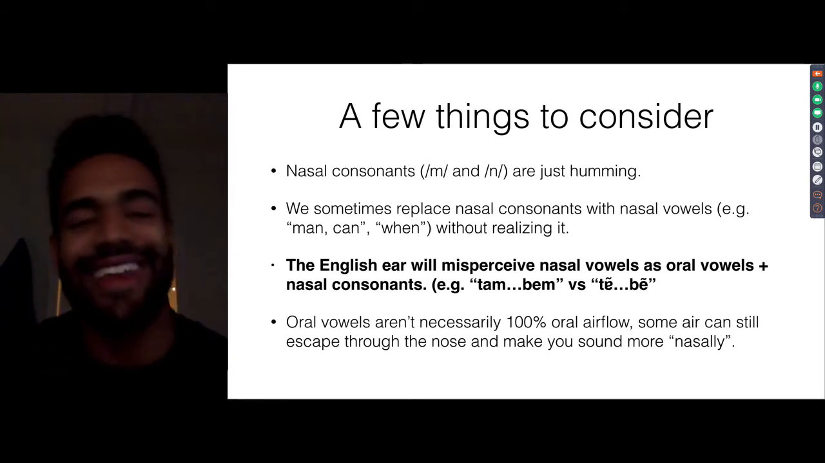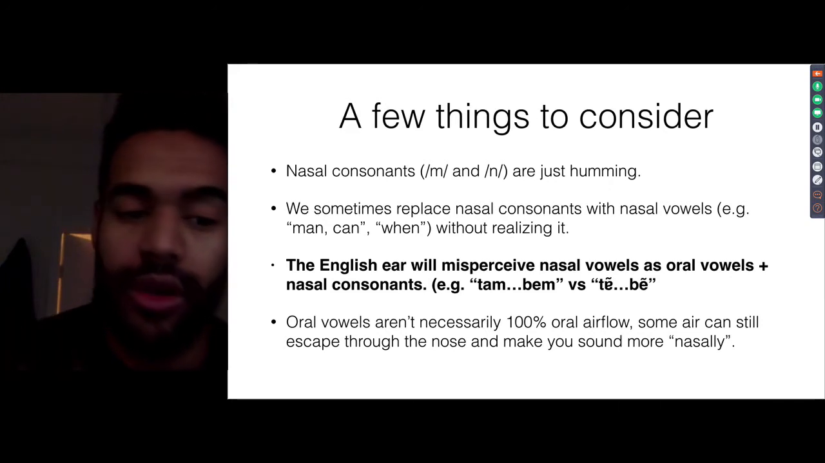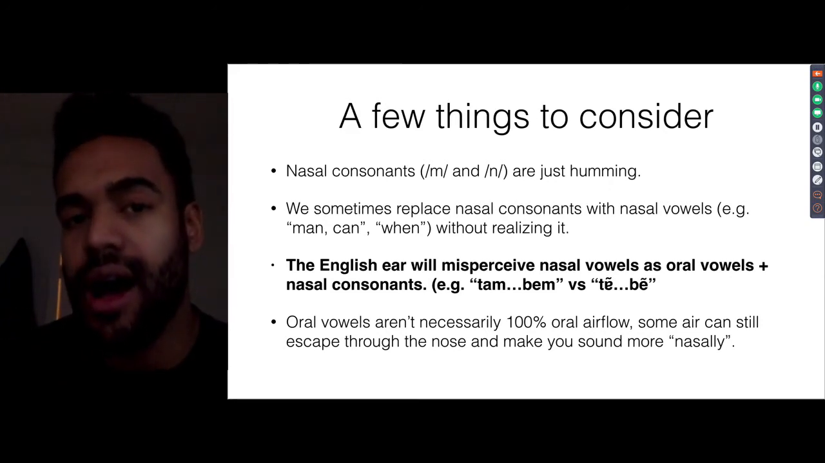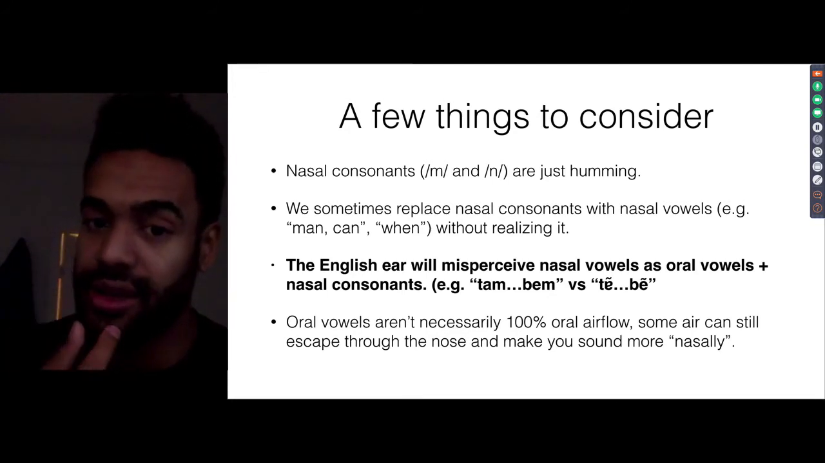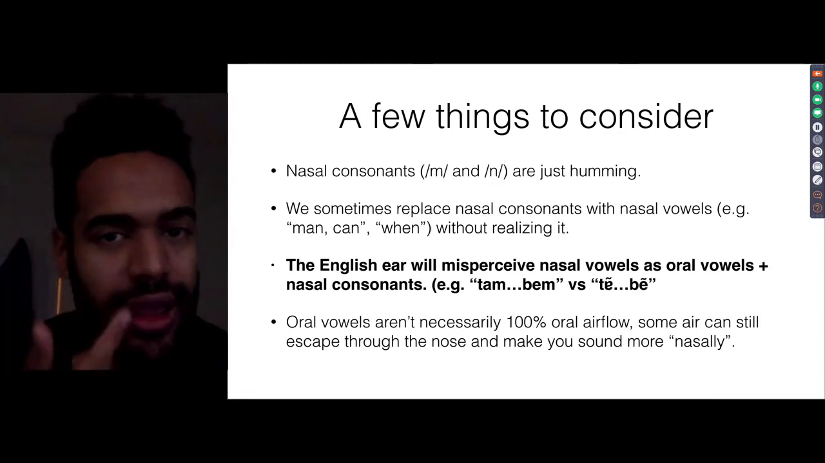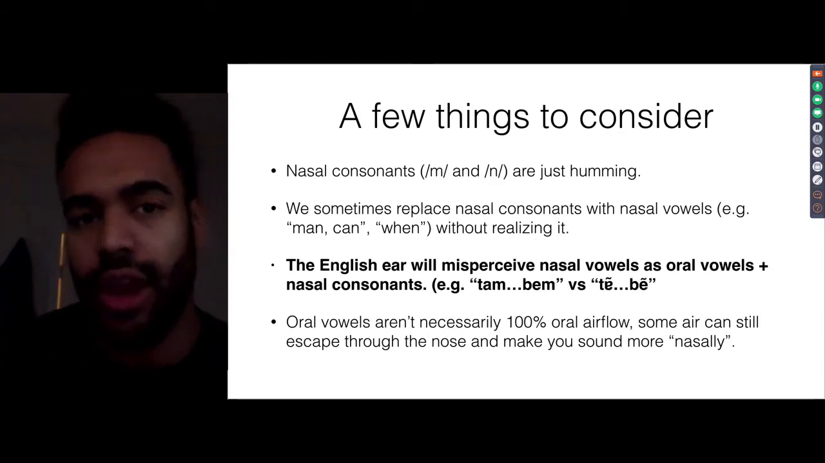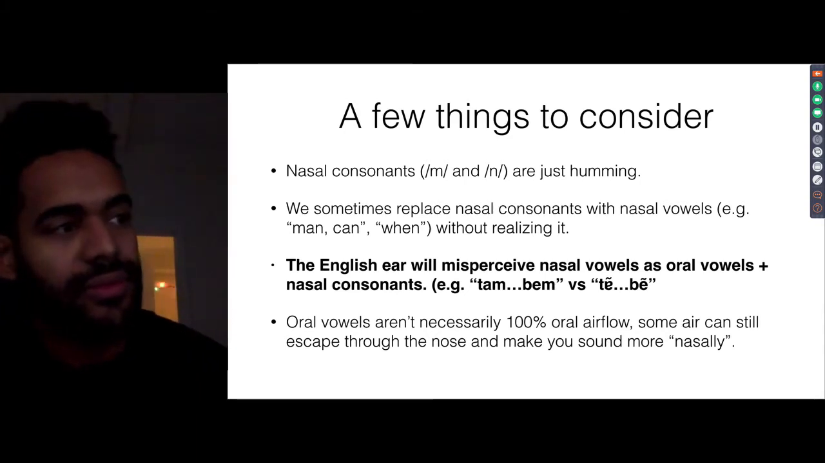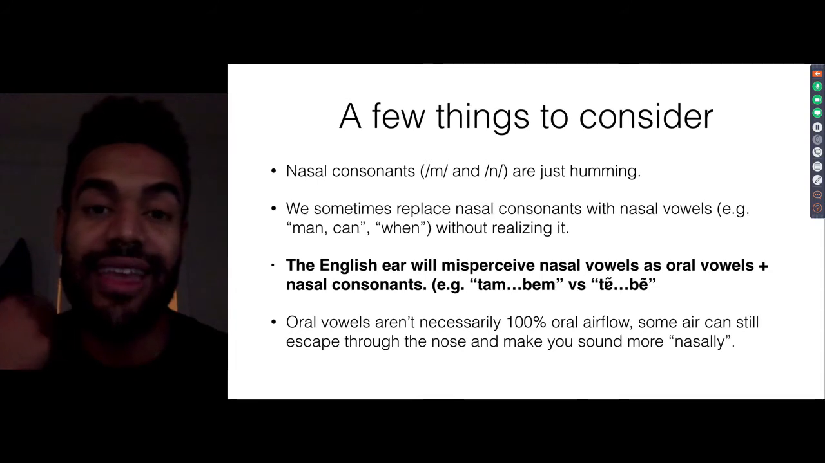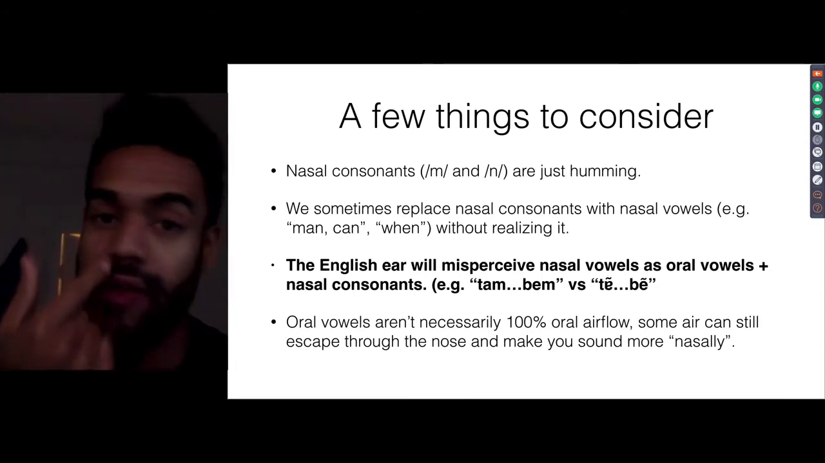It's kind of a continuum with nasality, meaning when you speak, oral vowels aren't necessarily 100% oral airflow. So when I say ha, it's not 100% of the air coming out of my mouth. Maybe like 90% is. Some is still getting through my nose. And that's why someone can sound more nasally than another person. Think about Steve Urkel. He's like, did I do that? Right? He's nasalizing his vowels a lot more, meaning he's letting more air flow out of the nose.